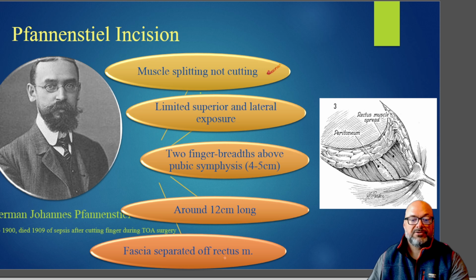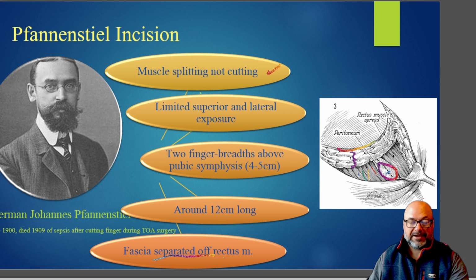And then one of the things that we do is we do separate the fascia off the rectus muscle. So here you can see that they've opened skin, the subcutaneous layer here. Here's our rectus muscle. They've spread that open in the midline, and here's peritoneum. And then once we open peritoneum, then again, if we're talking about C-section, uterus would be right there.